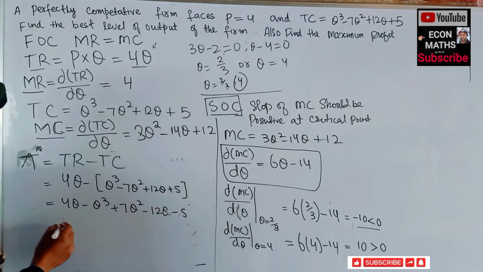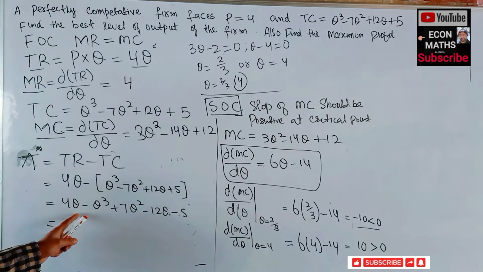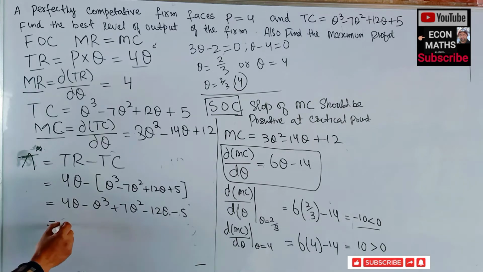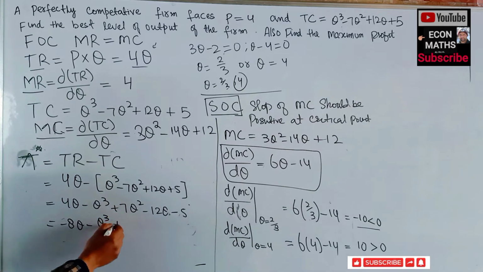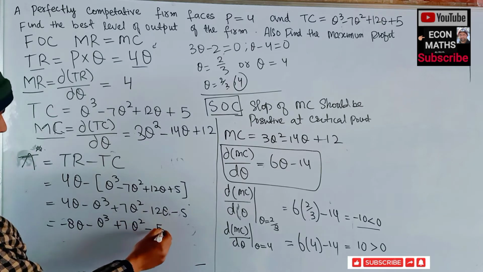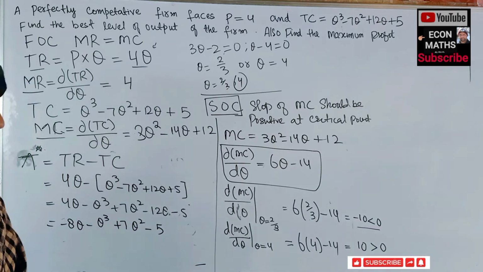Okay, now 4q minus 12q is equal to minus 8q, minus q cube plus 7q square minus 5. So we will evaluate this at the critical point. Now our profit maximization is at q equal to 4.